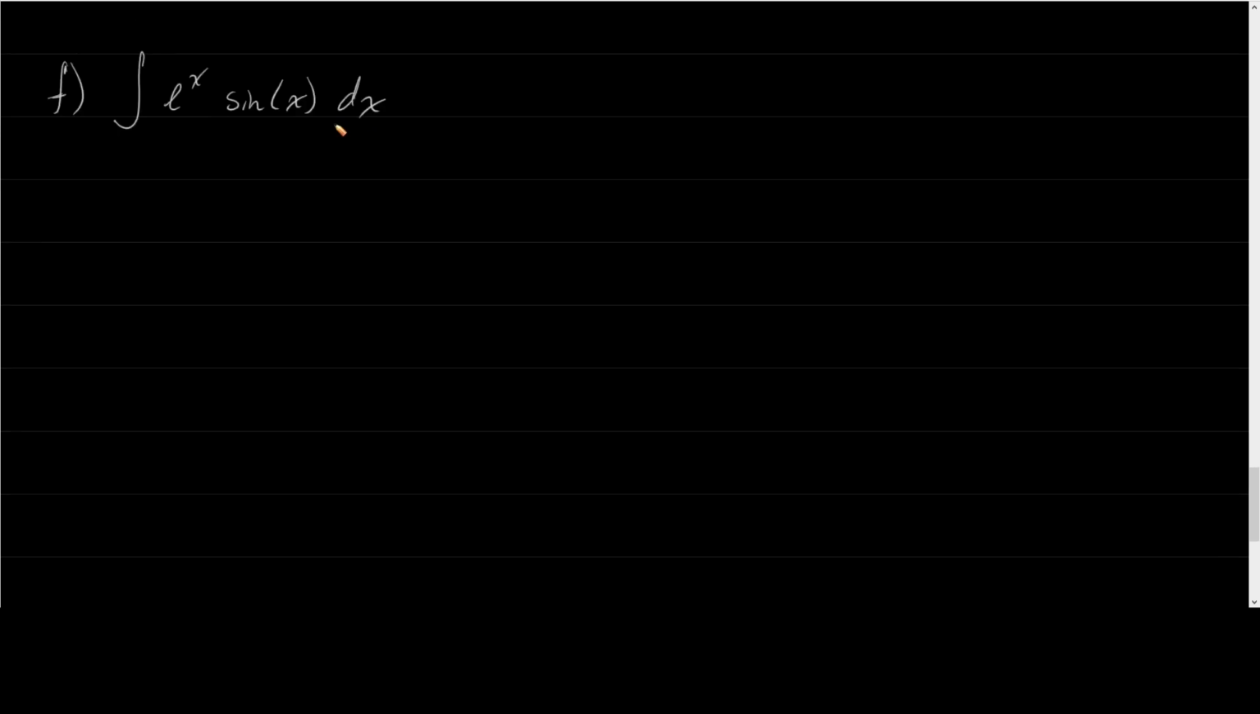So here, from LIATE, so remember that's logarithmic, inverse trig, algebraic, trigonometric, and then exponential. Trigonometric came first. So what we can do here is we can say let u be equal to sine of x. Therefore, dv would be e to the x dx. So if u is sine of x, then du would be cosine of x dx. And if dv is e to the x, well, v would be just e to the x as well.